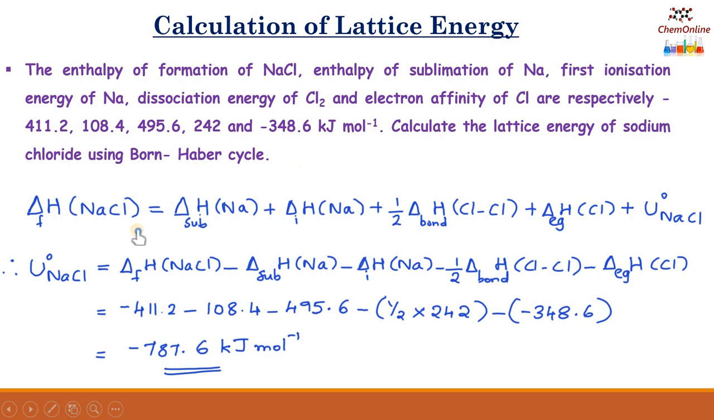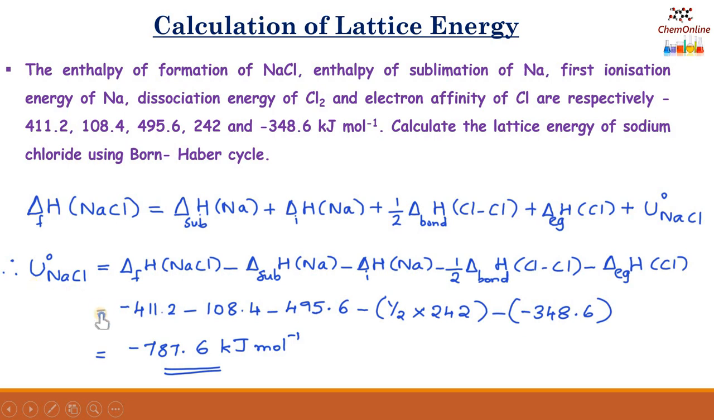So we have already written the equation: delta H of NaCl, that is the enthalpy of formation of sodium chloride, is equal to the sublimation of sodium plus ionization enthalpy of sodium plus the bond dissociation of Cl. Since half chlorine molecule is involved, you have to multiply it with 1 by 2. 1 by 2 into the bond dissociation of Cl plus the electron gain enthalpy or electron affinity of chlorine plus the lattice energy. So from this equation, we can calculate the lattice energy of sodium chloride.